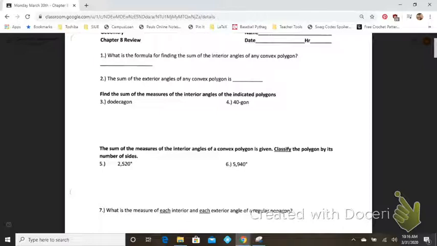All right, so starting with number 1, the formula for finding the sum of the interior angles of a convex polygon is n minus 2 times 180. That's the sum of all of them. The sum of the exterior angles of a polygon is 360 degrees.